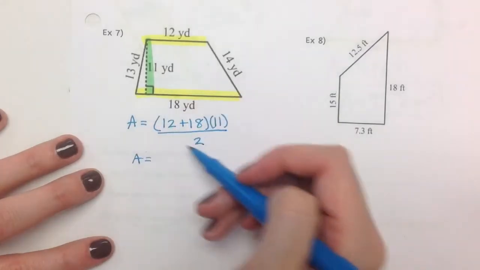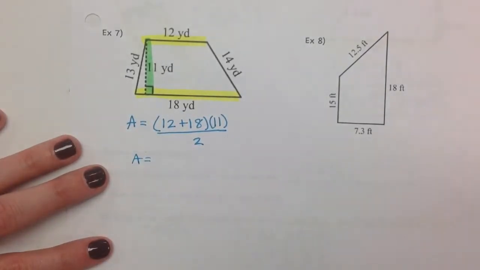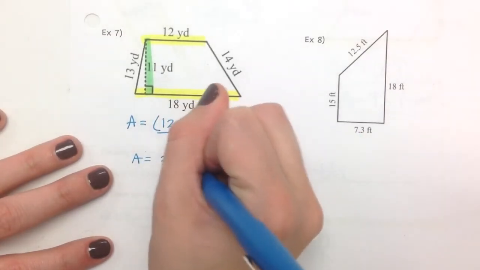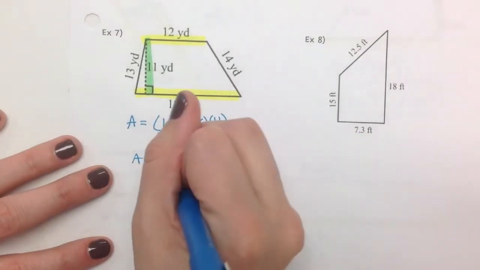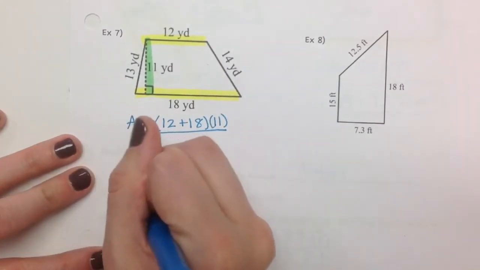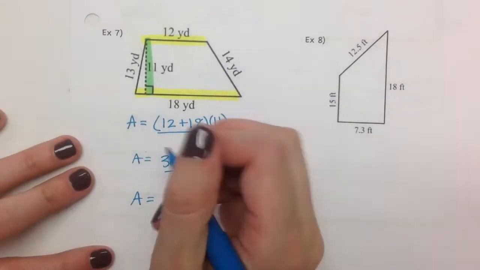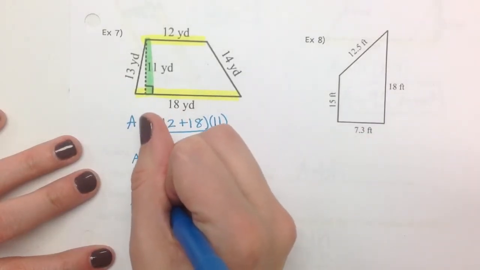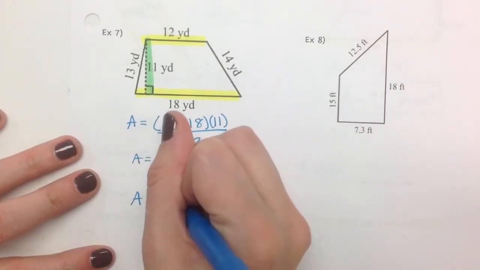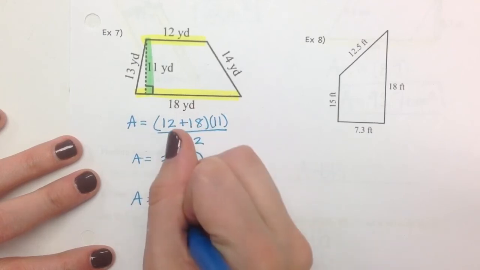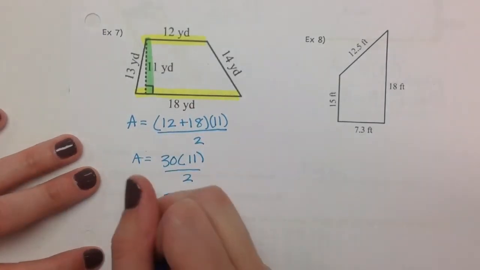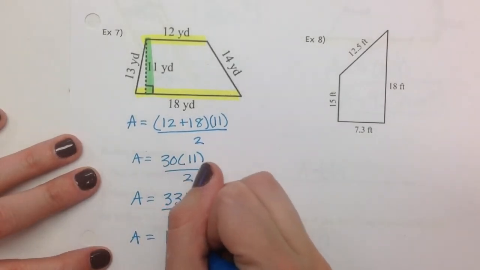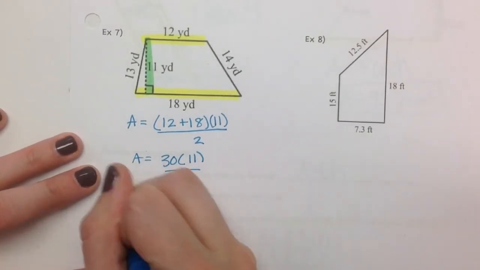So before I do any division or multiplication, I have to add in these parentheses first. 12 plus 18 is 30, so 30 times our height of 11 divided by 2. 30 times 11 is 330 divided by 2, which gives us an area of 165 yards squared.